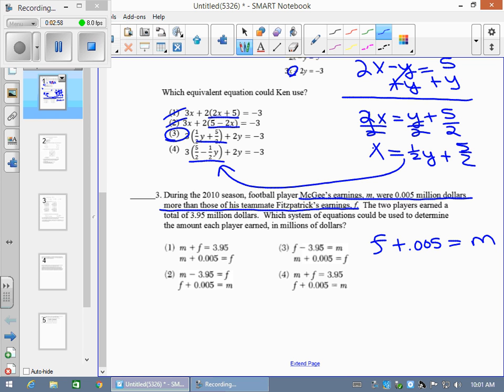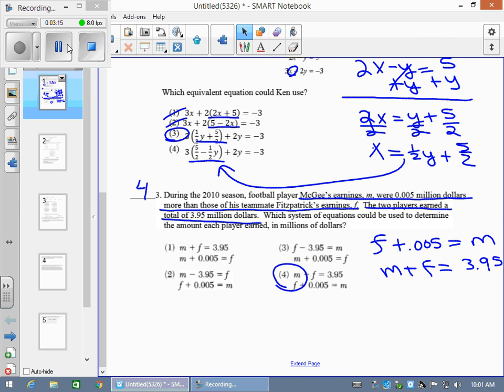The two players will earn a total of $3.95 million. So McGee and Fitzpatrick earn $3.95 million. So the correct choice here would be choice 1.